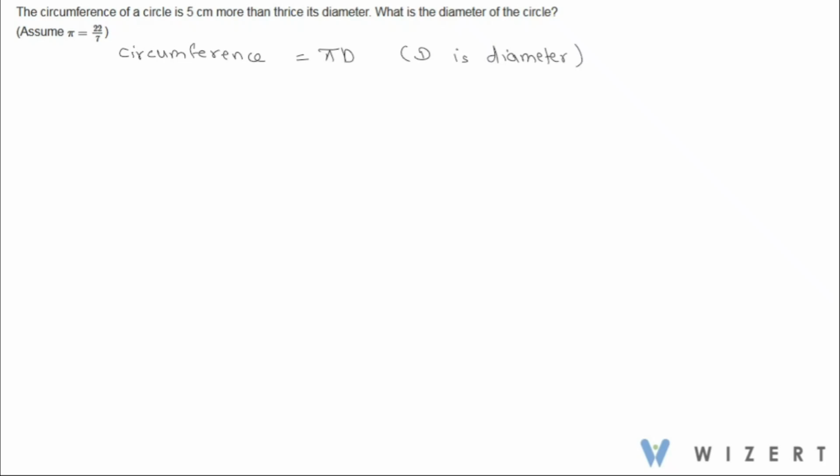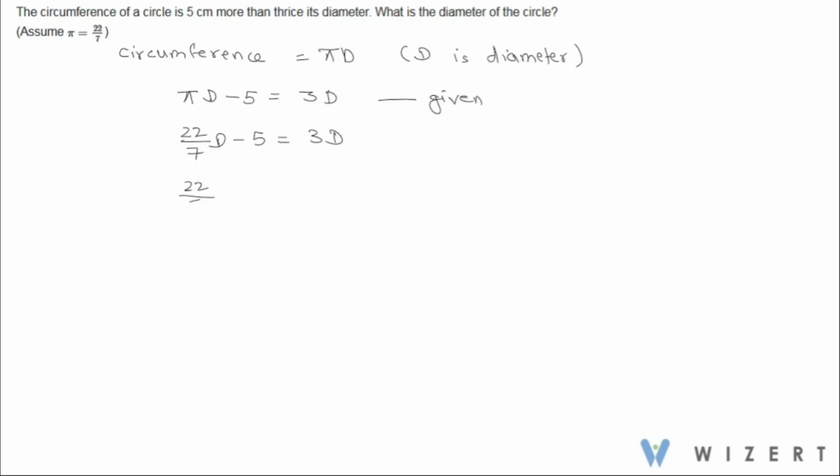So let's see, we are given that circumference of the circle is 5 cm more than thrice its diameter. So what we are given is pi d minus 5 is equal to 3d. This is given and we have to find the value of diameter. We are given pi equal to 22 by 7. So let's put it here, 22 by 7 d minus 5 equal to 3d.